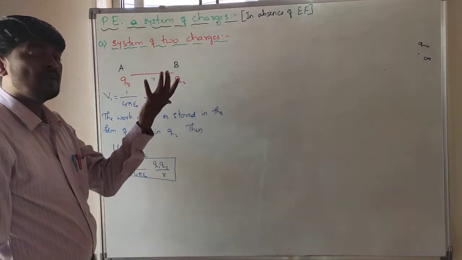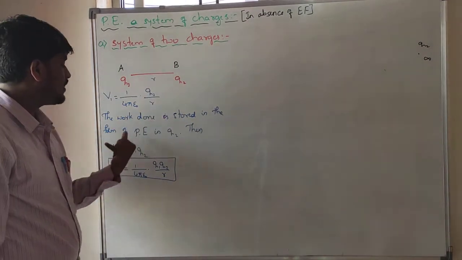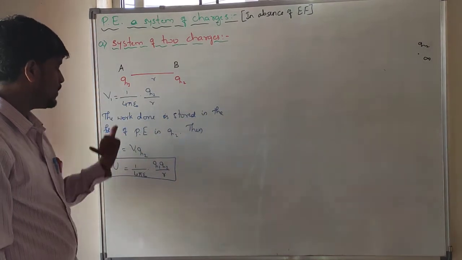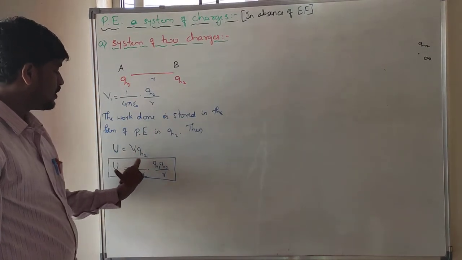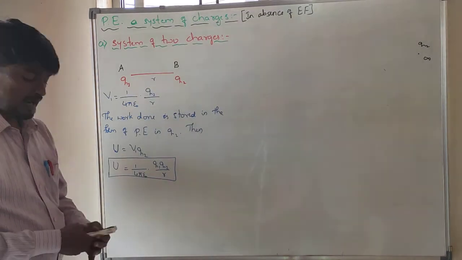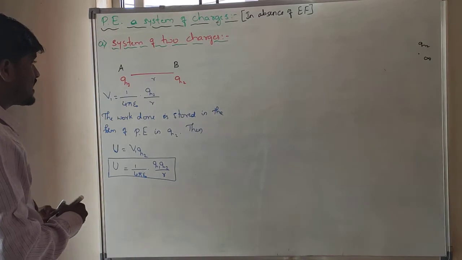What happens? Work is done. That work done is stored in the form of potential energy in Q2. Hence, the potential energy in Q2 due to Q1 is given by U equal to V1 into Q2. That is, U equal to 1 by 4 pi epsilon naught Q1 Q2 by R. Next, very important special cases are here.